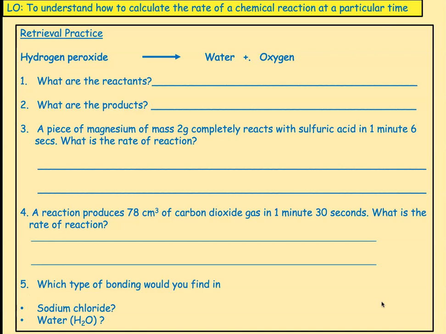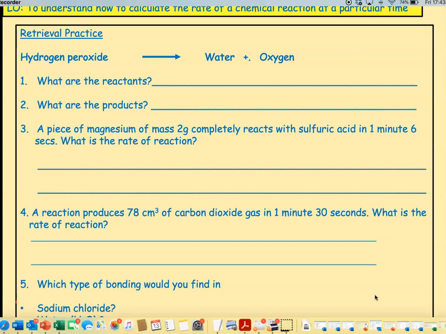Another calculation. A reaction produces 78 centimetres cubed of carbon dioxide gas in 1 minute 30 seconds. What is the rate of reaction? And finally, I want you to tell me what type of bonding you'll find in sodium chloride and what type of bonding will you find in water. I want you to pause the video now, find yourself some paper if you haven't already, and start doing these questions and come back when you've done them.